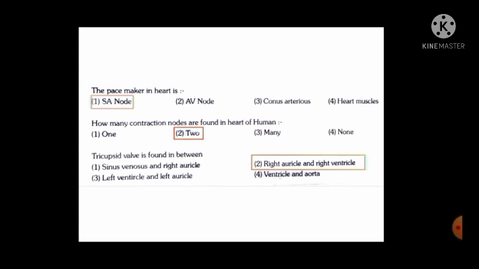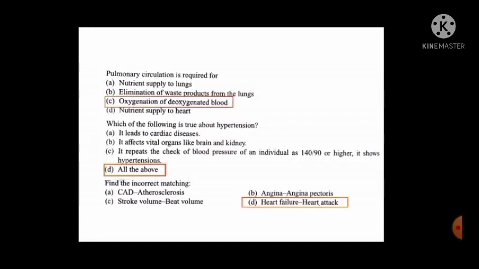How many nodes are found in the heart of humans? There are two nodes found in the human heart. The tricuspid valve is found between the right auricle and right ventricle, also called the atrioventricular valve.